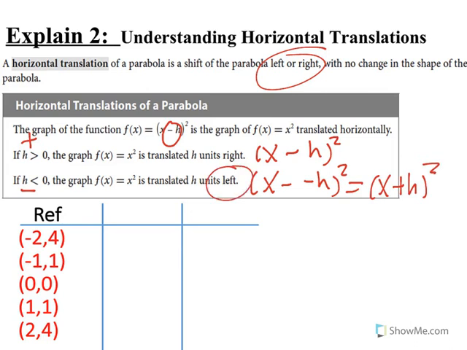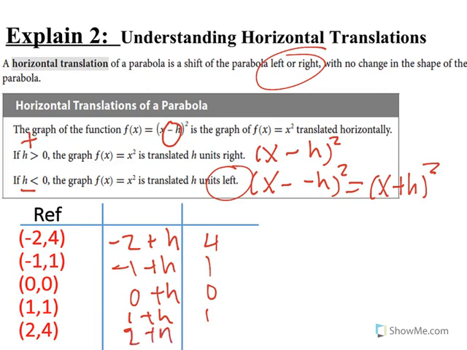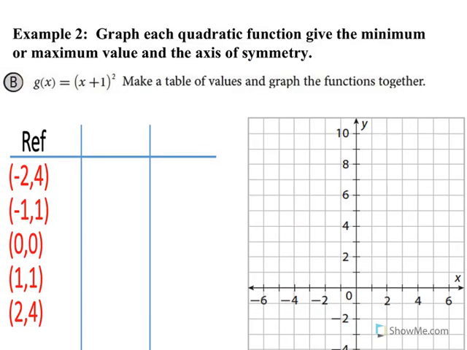Okay? So then our reference points are going to be now negative 2 plus h, and the y values stay the same. Right, so negative 1 plus h, 1, 0 plus h, 0, and 1 plus h, that gives us a 1, and 2 plus h, and that gives us a 4. Right, so now the y value remains the same, the x will change. Okay, so let's try our example.